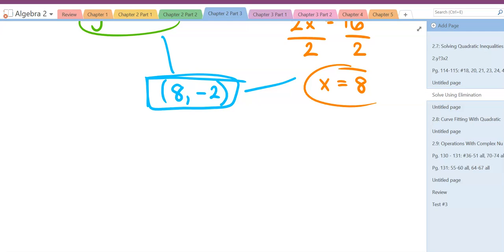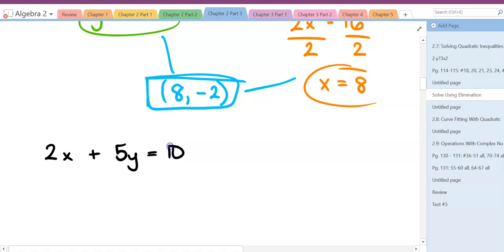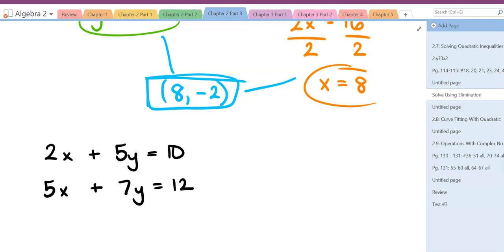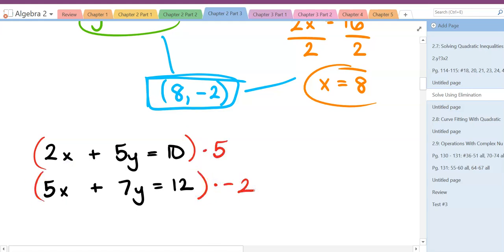So for example, let's just say you had something that looked like 2x plus 5y equals 10, and you had 5x plus 7y equals 12, okay? You can notice here that neither the x's or the y's match, so you are going to have to pick which ones you want to make match. So if I'm looking at 2 and 5, I'm going to have to either multiply the top by 5 and the bottom maybe by negative 2. That way I get 10x and negative 10x. I could also do that to the y's if I didn't want to do it to the x's.